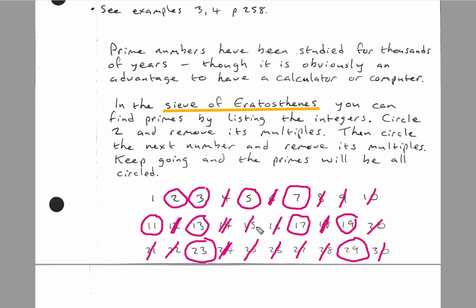Okay, so it's not a very efficient way to find primes, but it certainly works. So at each stage, circle the next number and cross out its multiples. So that's this famous sieve. It's like you're sieving, and the composite numbers fall through the sieve. You're just left with the primes.